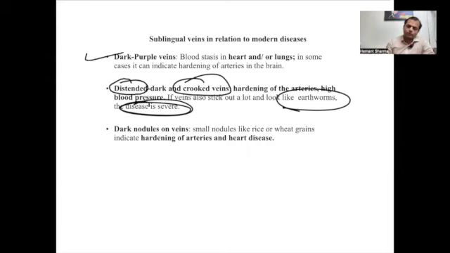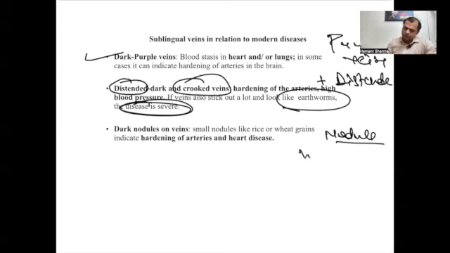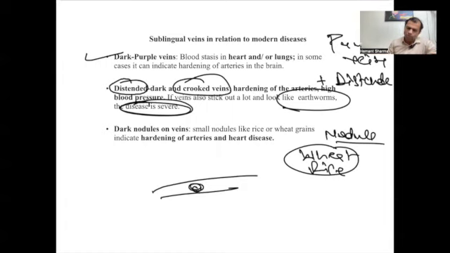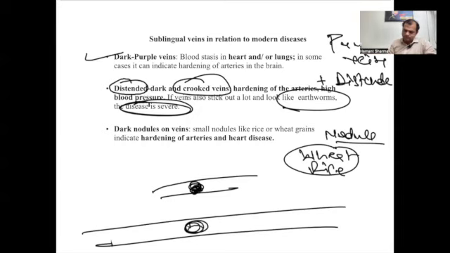So condition number 1, only the purple vein. Condition number 2, plus distended or spider vein. Condition number 3, we also find some nodule on the vein, like particles of wheat or rice, like the rice grain, like the wheat grain. So the meaning of nodule is that there is a blockage in the arteries, especially there is no good supply to the heart.